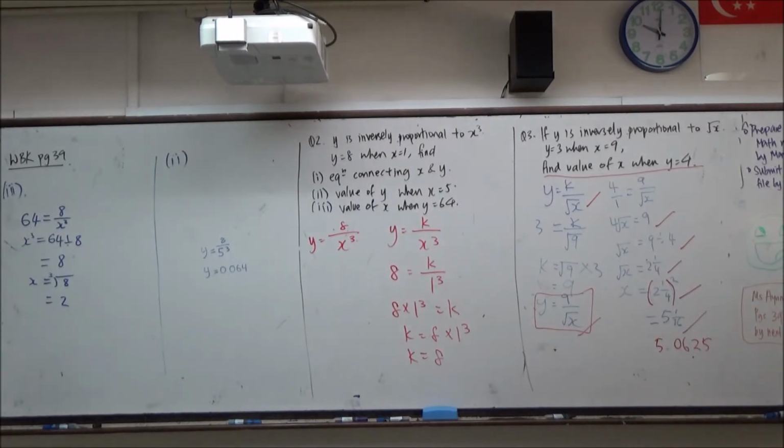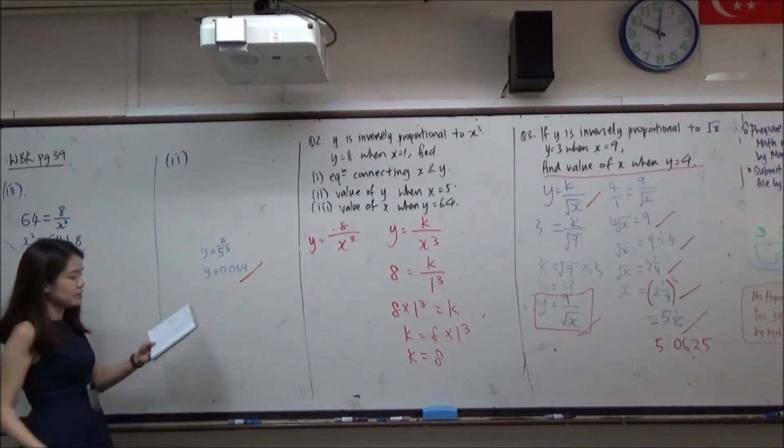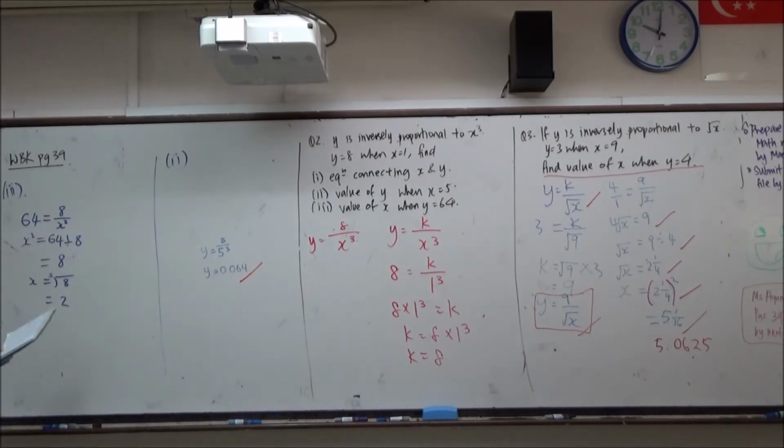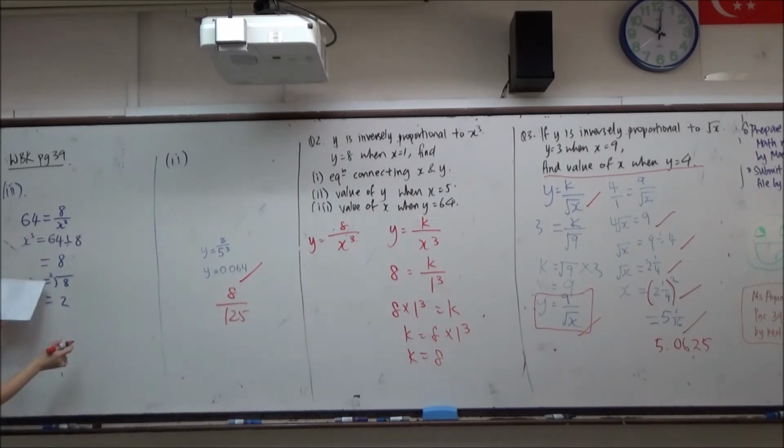Then moving to part 2, the values will be correct. So 0.064. Otherwise, 8 over 125 is also okay. Then after that, in part 3, we have over here that x cubed is equal to 64 divided by 8. Is this correct?